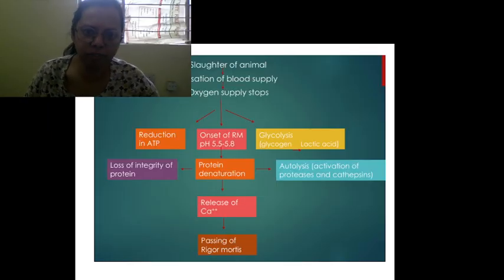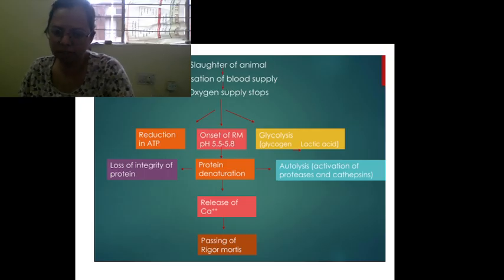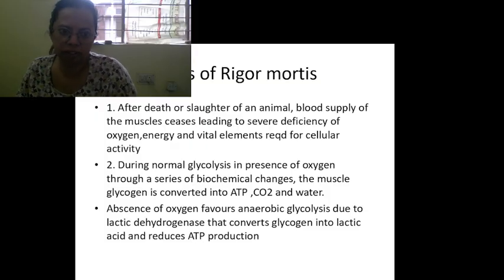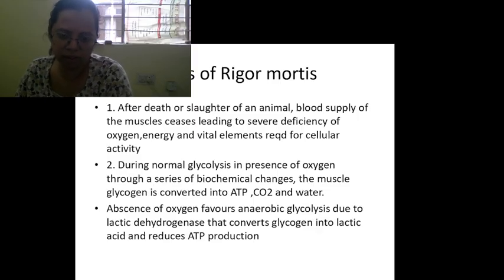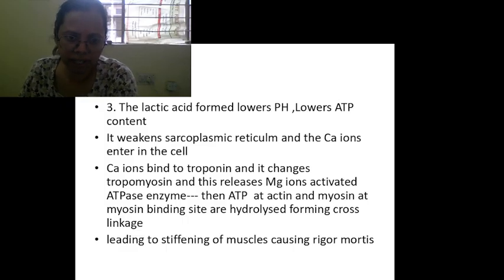Then we have the slaughter of the animal, and cessation of blood supply and oxygen supply. Generally, glycogen is converted into ATP, CO2 and water in the normal glycolysis process in the presence of oxygen. But when there is no oxygen, glycolysis goes through anaerobic glycolysis, converting to lactic acid and reducing ATP production. Lactic acid is formed, which lowers the pH and lowers the ATP content.